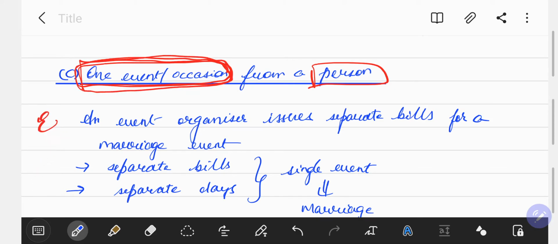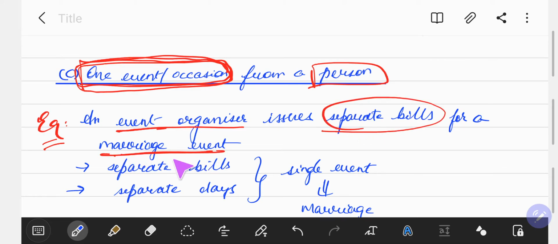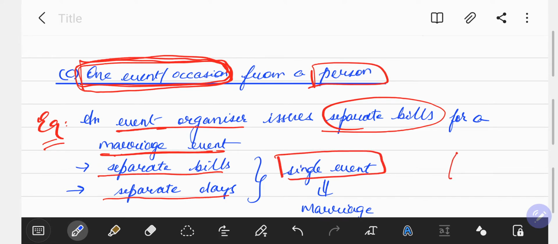For example, there is an event organizer and the event organizer issues separate bills for a marriage event. Separate bills are issued, separate days payment is received, but all these are related to a single event, which is the marriage function. Hence, even then, section 269ST is violated.